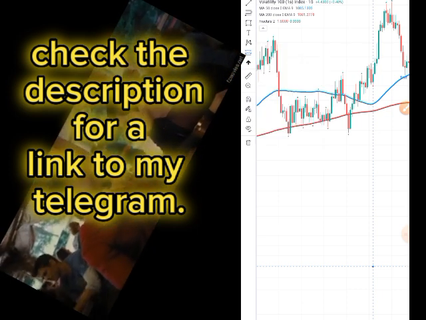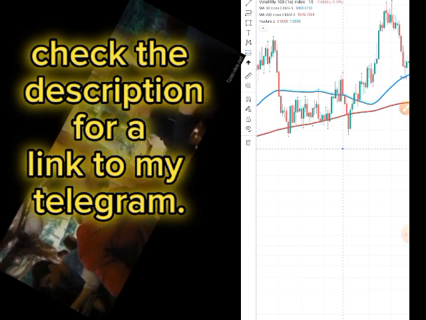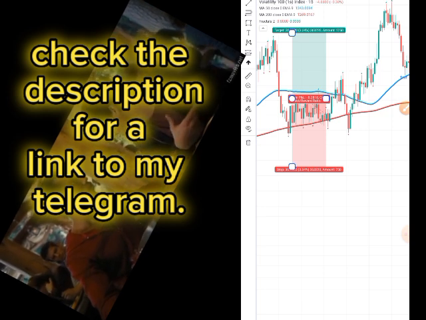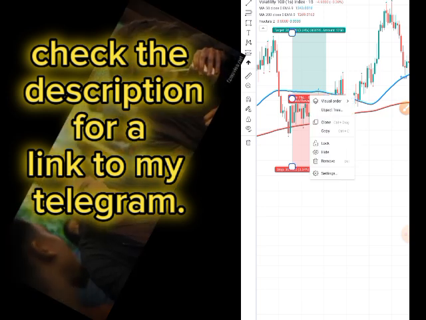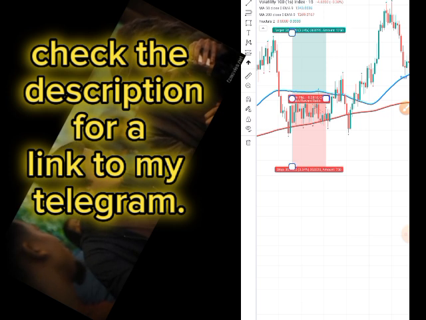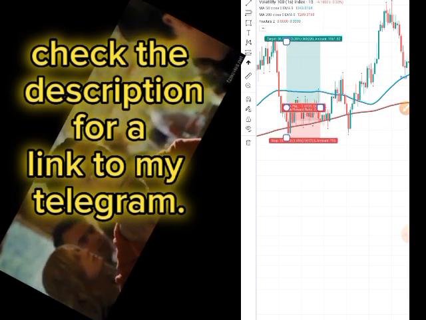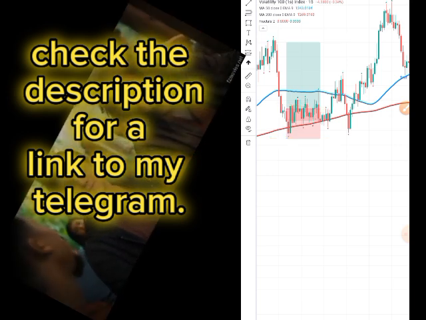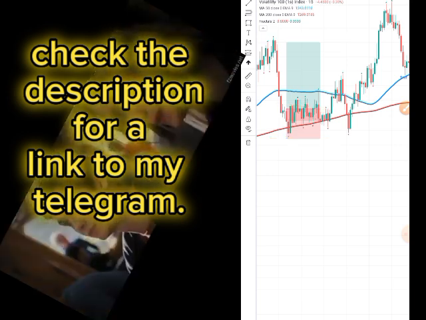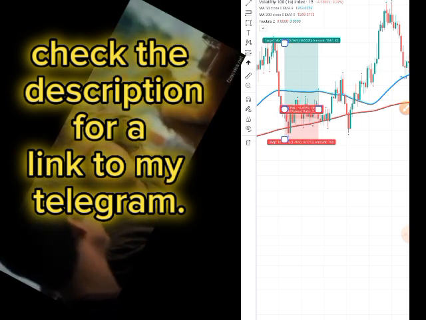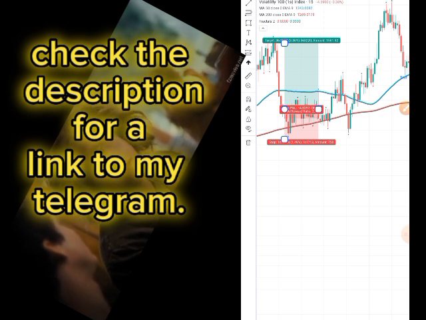So this is it. Here we had this. So you must make sure that you see the rejection. That is the most important thing here. You must make sure that you see the rejection, and it can be around it. It must not be exactly on the moving average. It can be around it, because the moving average is just like a zone.